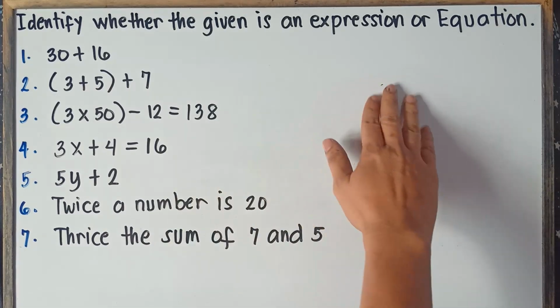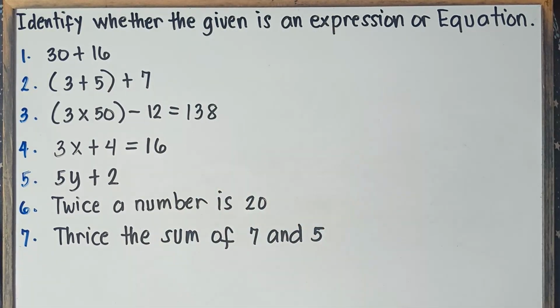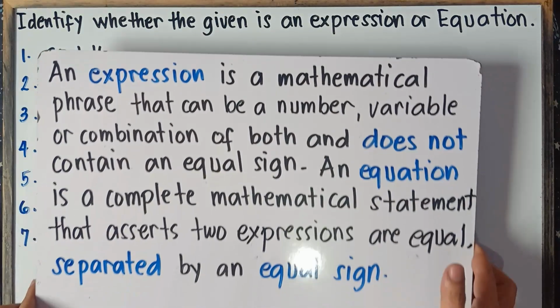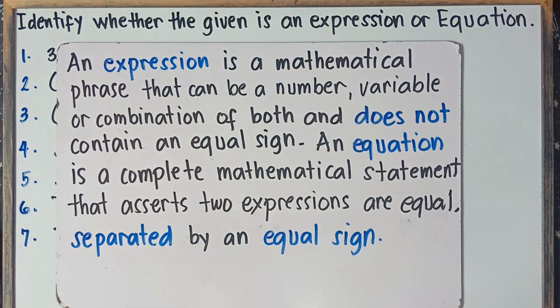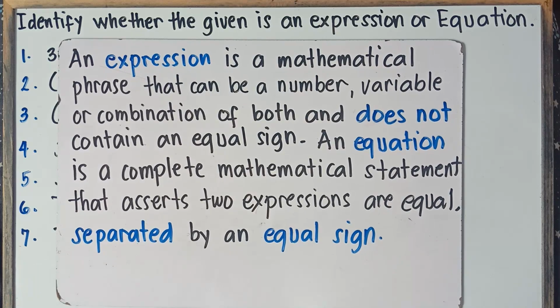Before we answer this one, class, we need to understand more what an expression is and what an equation is. Now an expression is a mathematical phrase that can be a number, a variable, or a combination of both, and does not contain an equal sign. An equation is a complete mathematical statement that asserts two expressions are equal, separated by an equal sign.